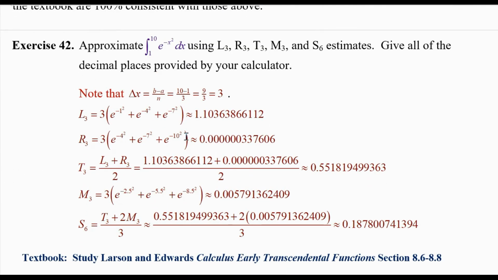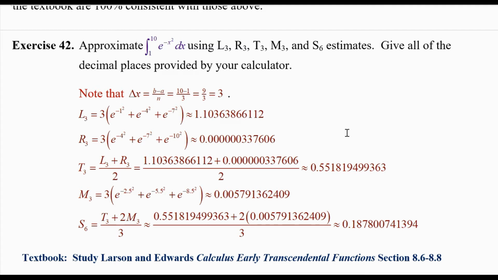Okay, so a is 1, b is 10, so b minus a is 9. Our interval has length 9, and we're going to divide it into n equals 3 equal intervals. That gives us a delta x of 3. So the first interval goes from 1 to 4, the next one goes from 4 to 7, and the last one goes from 7 to 10.